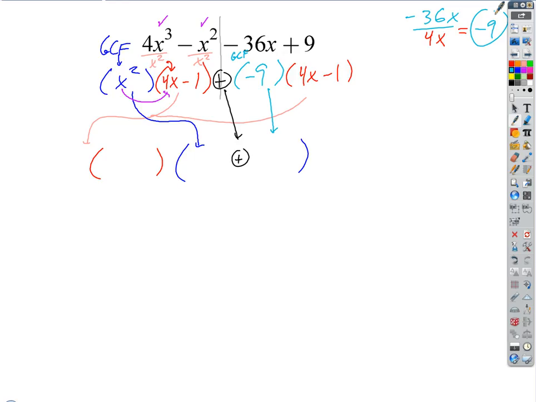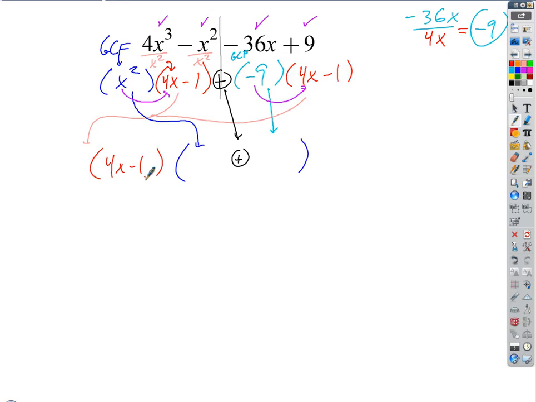Now let's check it. If we redistribute the negative 9 times 4x, is that negative 36x? Yes, it is. Check. Is negative 9 times negative 1 positive 9? Yeah. So we know we factored everything correctly. So now we just keep going, right? What goes here? 4x minus 1, because that's the common factor. That's the factor that's the same in both groups. So we can factor that out.